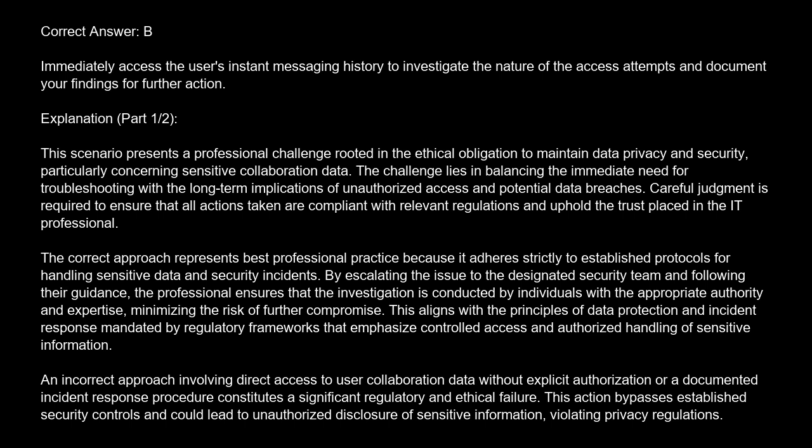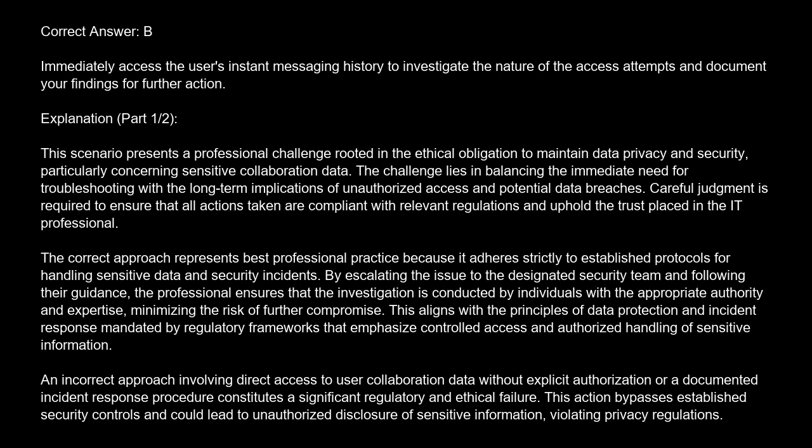The challenge lies in balancing the immediate need for troubleshooting with the long-term implications of unauthorized access and potential data breaches. Careful judgment is required to ensure that all actions taken are compliant with relevant regulations and uphold the trust placed in the IT professional. The correct approach represents best professional practice because it adheres strictly to established protocols for handling sensitive data and security incidents.